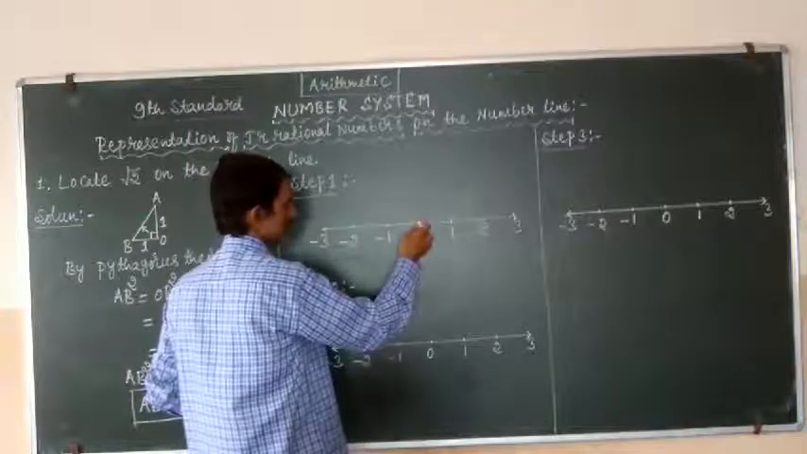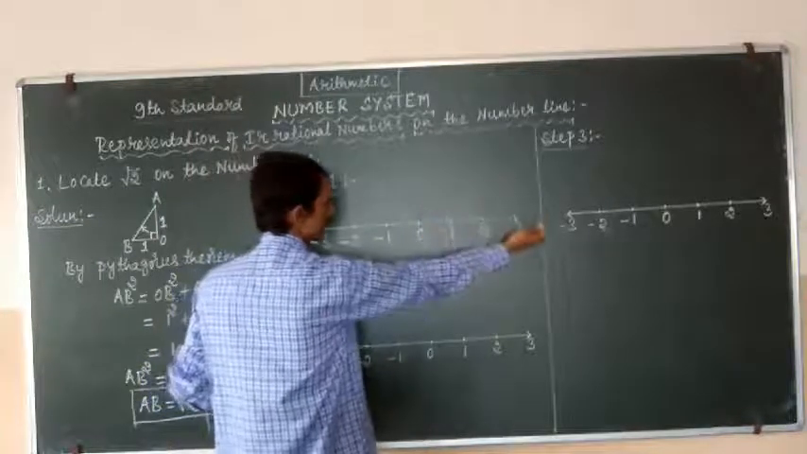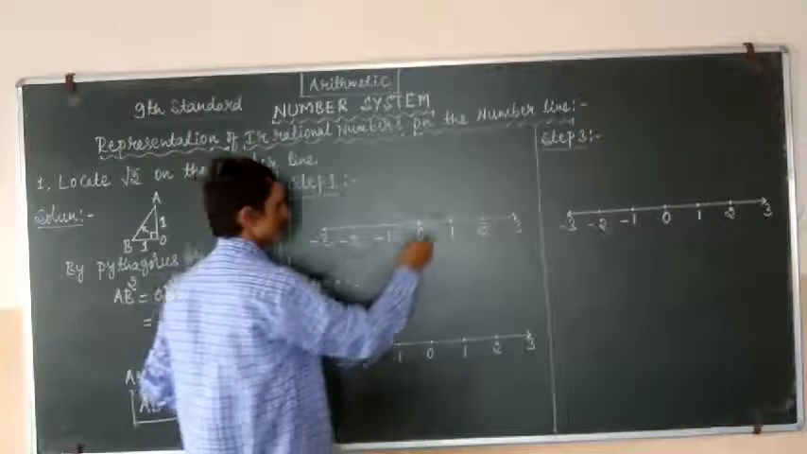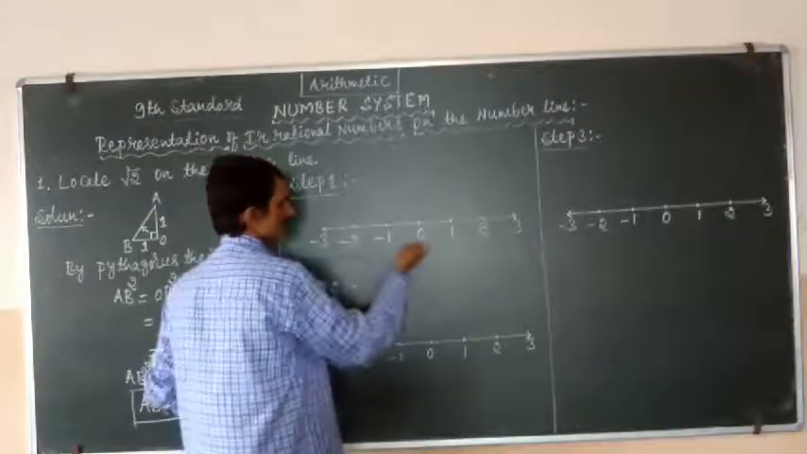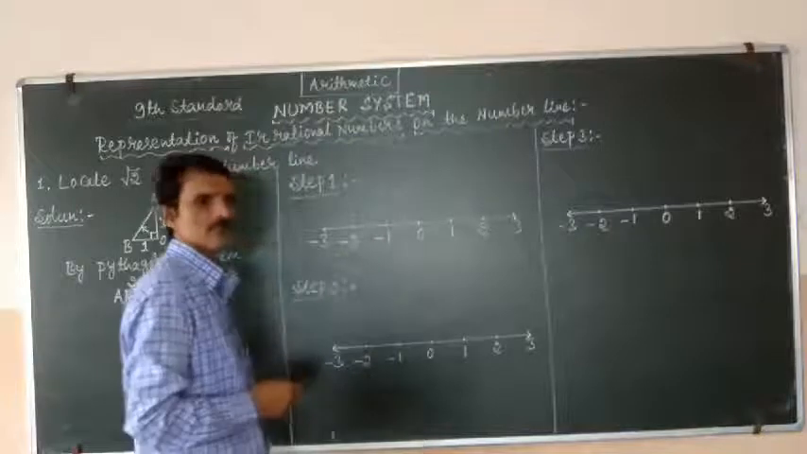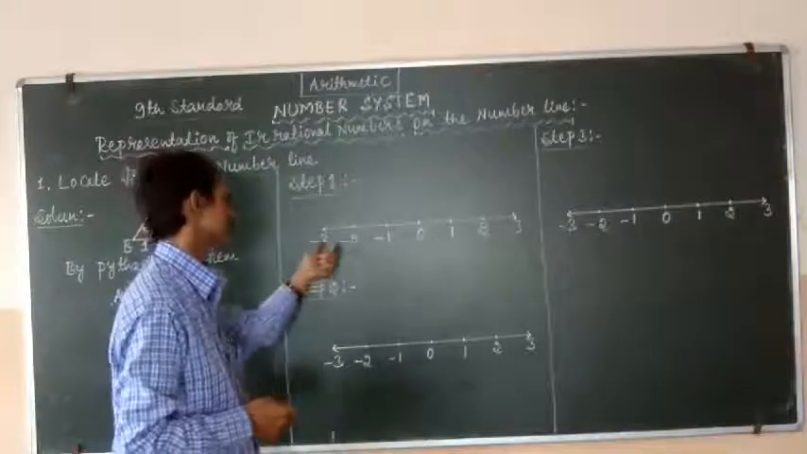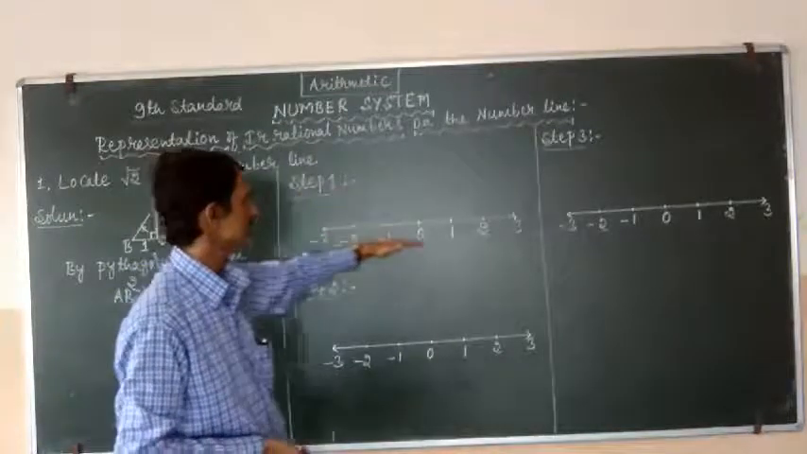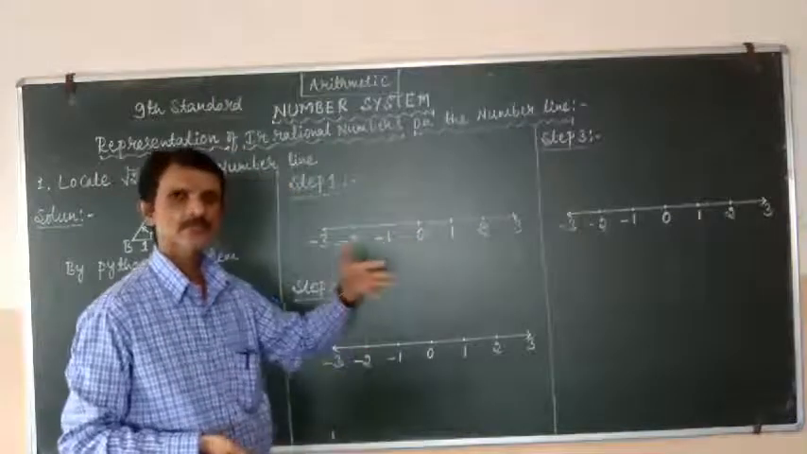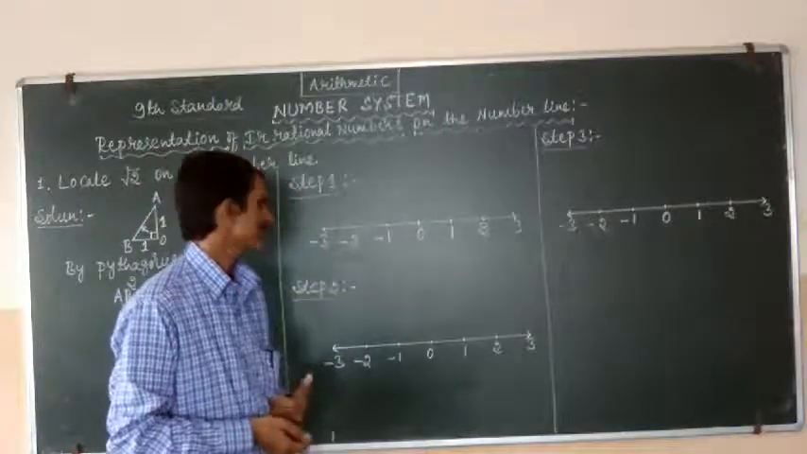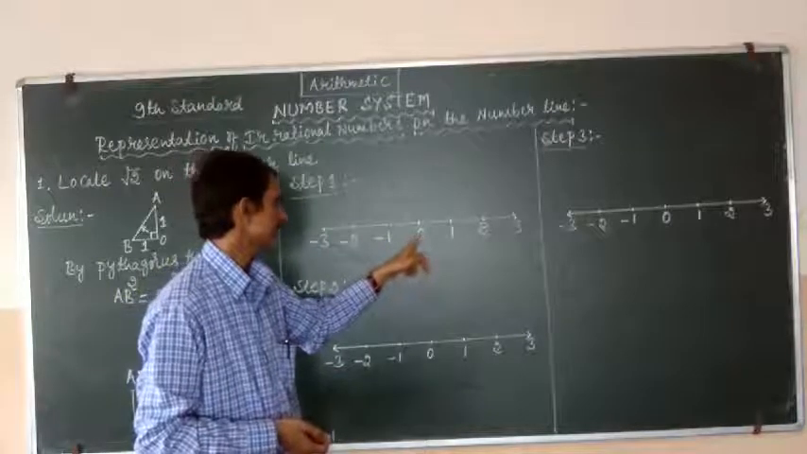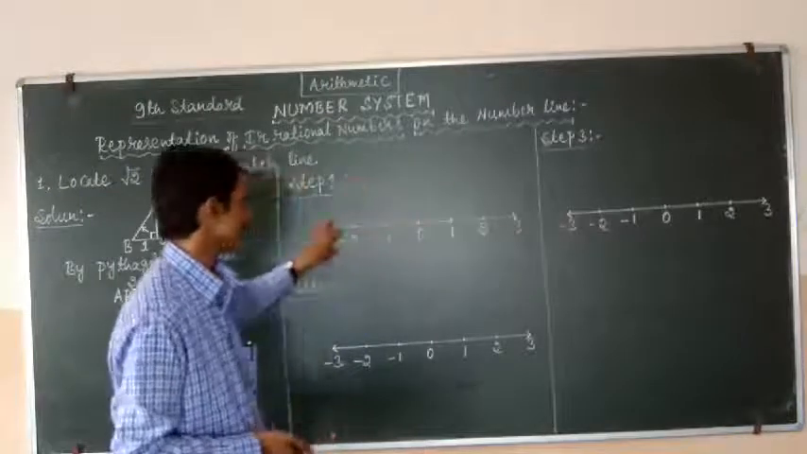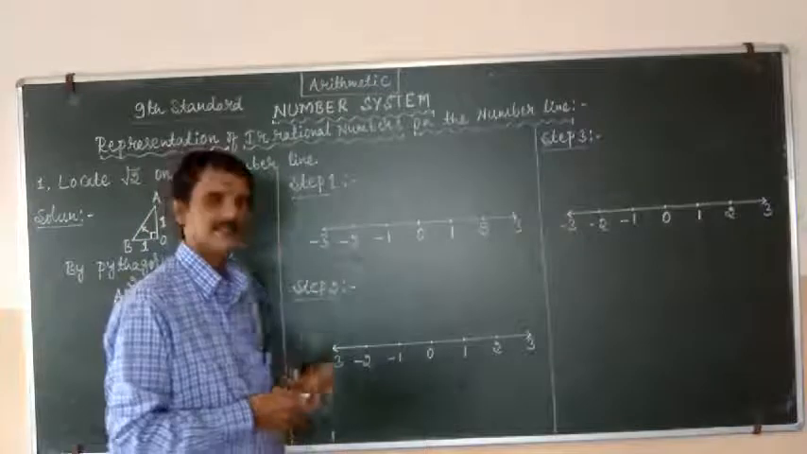On the number line, the numbers on the right side of 0 are positive numbers or positive integers. The numbers on the left side of 0 are negative integers. In the first step, you have to draw a number line with suitable units. Here I have taken the number line with 0, 1, 2, 3 on the right side and -1, -2, -3 on the left side.